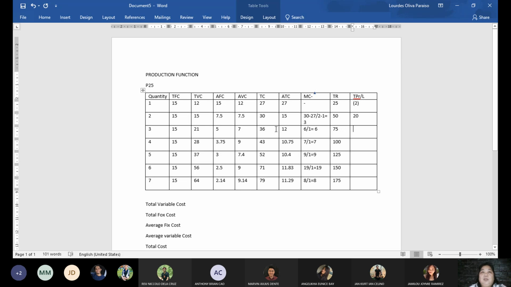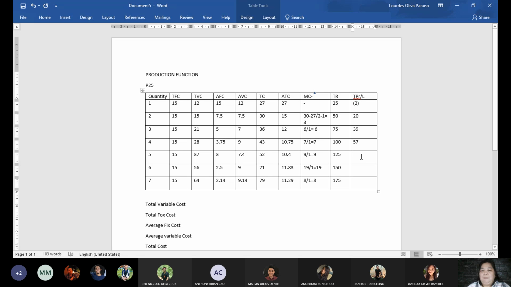75 minus 36. 39 pesos. Wow, ganansya talaga si Emily, no? Ano nang susunod? 100 minus 43 is 57. 57 ang kita niya dito. 57.